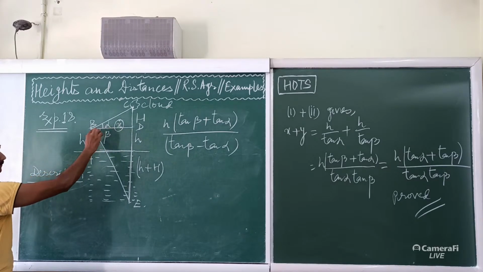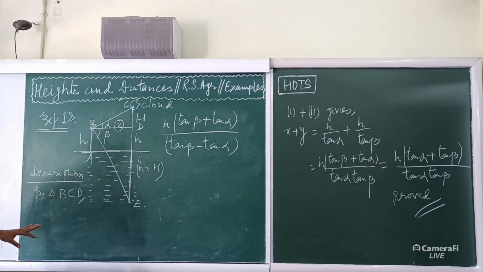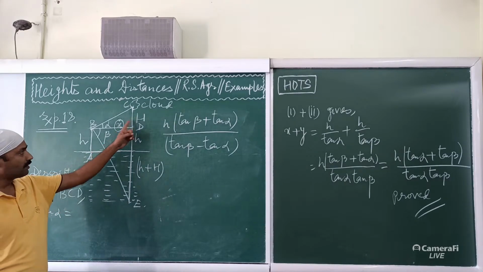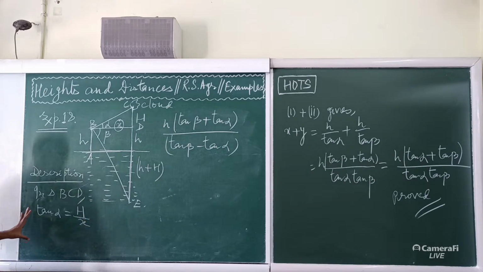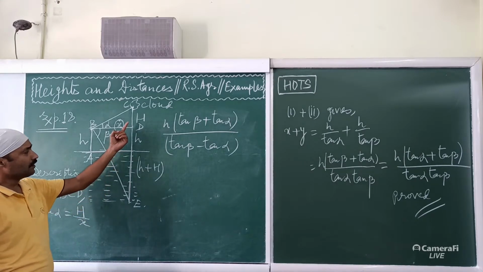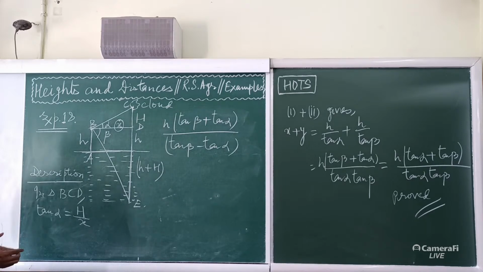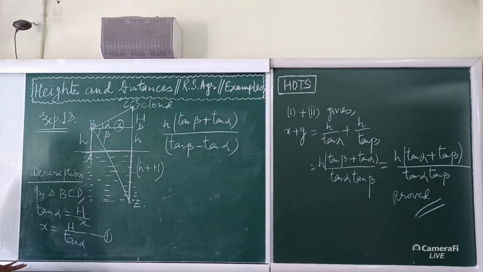First, in triangle BCD, what do we have? tan alpha equals perpendicular by base, that is h by x. Clear? And we have to find small h plus capital H. So don't get in a hurry. Using this, you may find x equals h by tan alpha. Assume this as equation 1.